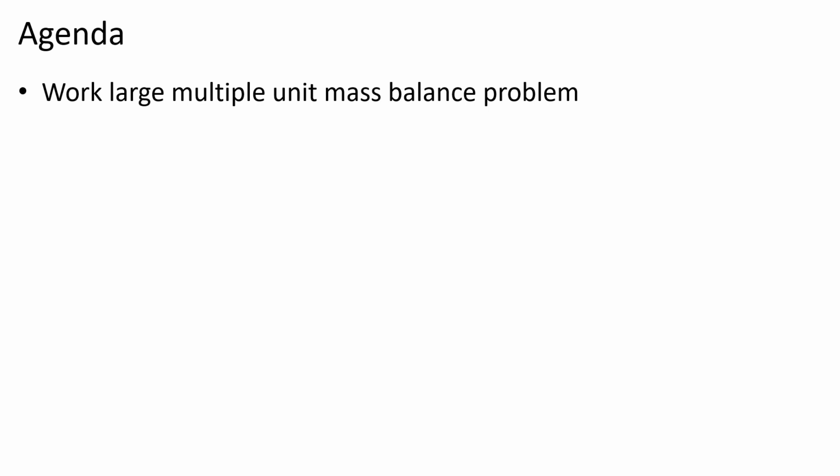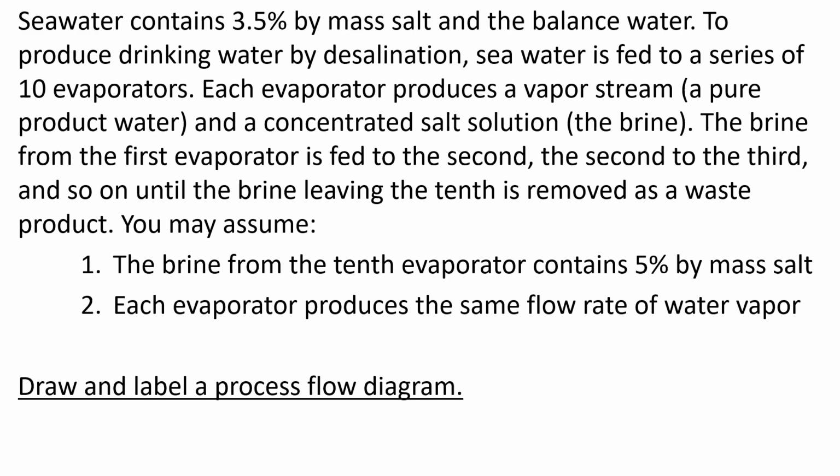In this lecture, we're going to work a large multiple unit mass balance problem. Seawater contains roughly 3.5% by mass salt, with the balance water. To produce drinking water from seawater by desalination, one process is to take the seawater and feed it to a series of evaporators. In this case, we're going to consider 10 of them.